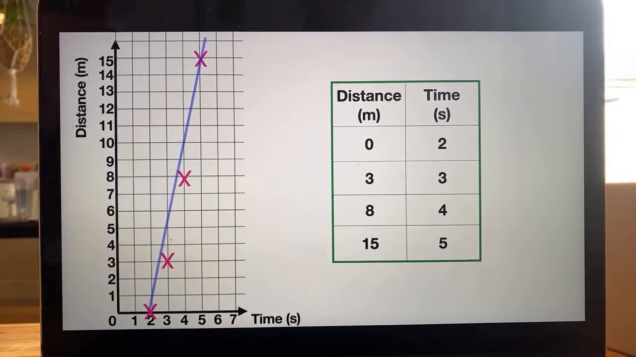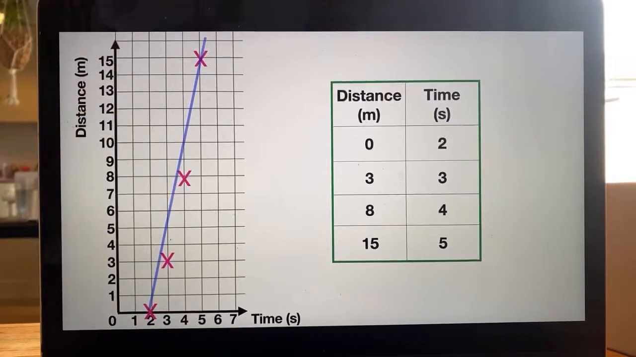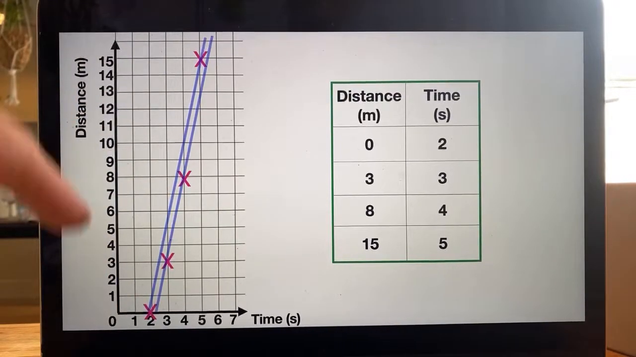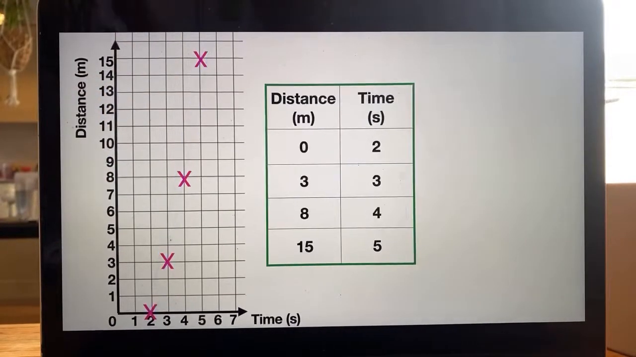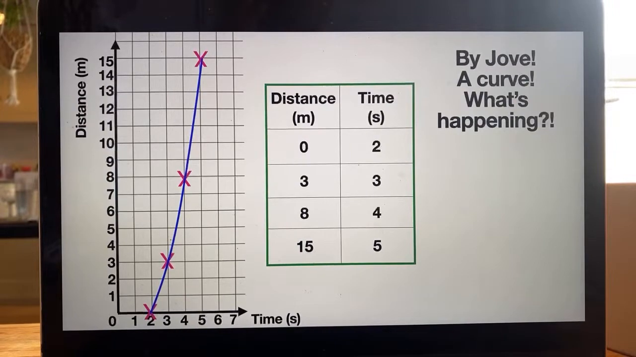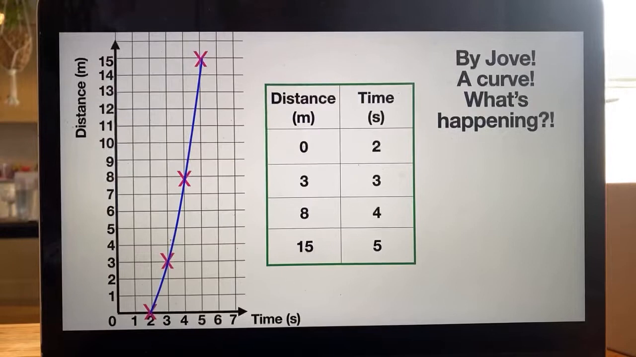What? Look, gasp. I've drawn a line through the first point and the last point, but it's not going through the other points. Okay, maybe I did it wrong. I'll put a straight line through those middle points, but now the last points aren't lining up. What is happening? Well, what's happened is it's a curve. That's the only way we can make a line fit through these points, by drawing a nice smooth curve. By Jove, what's happening there? What can you say about the speed of this thing?